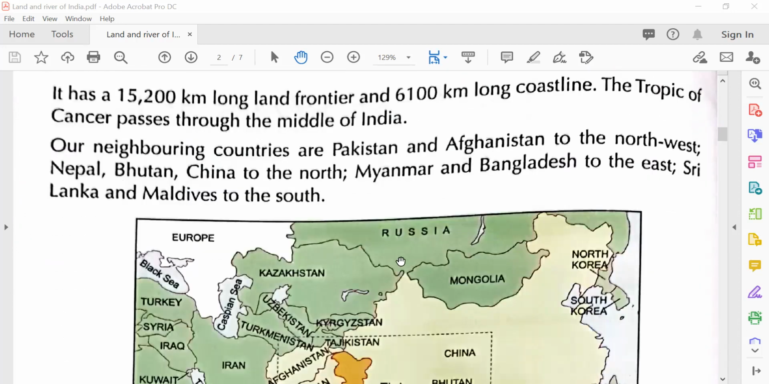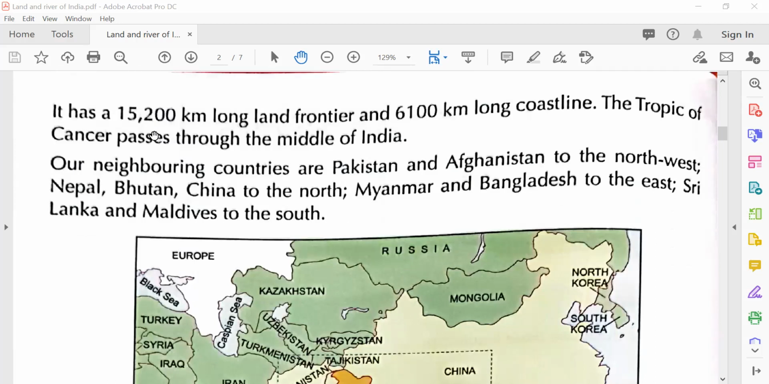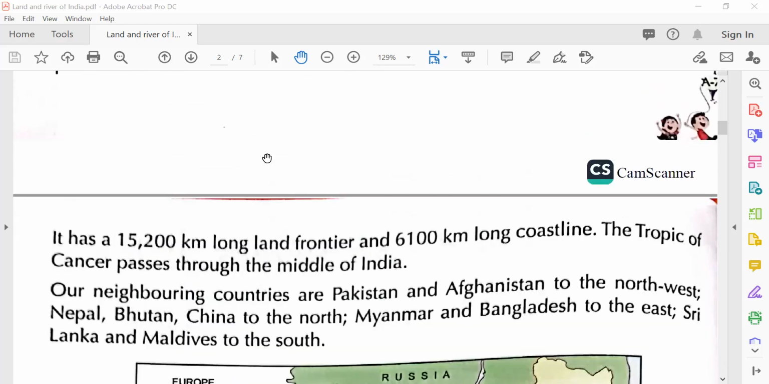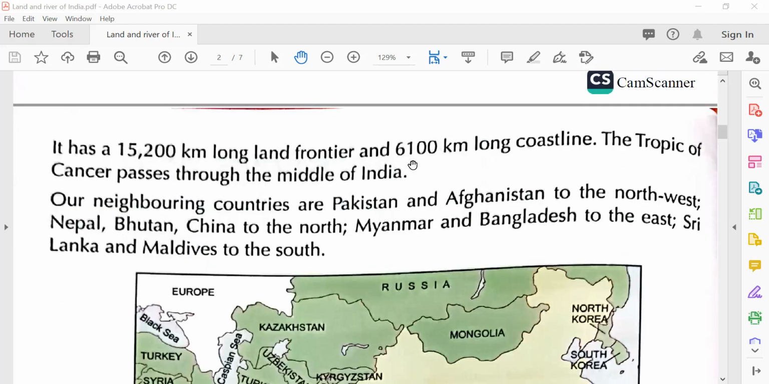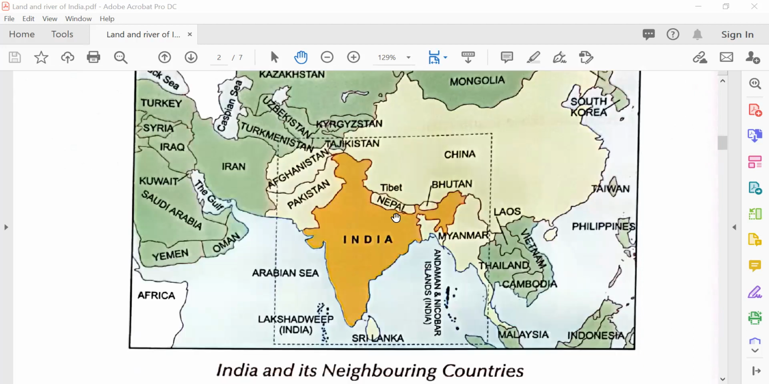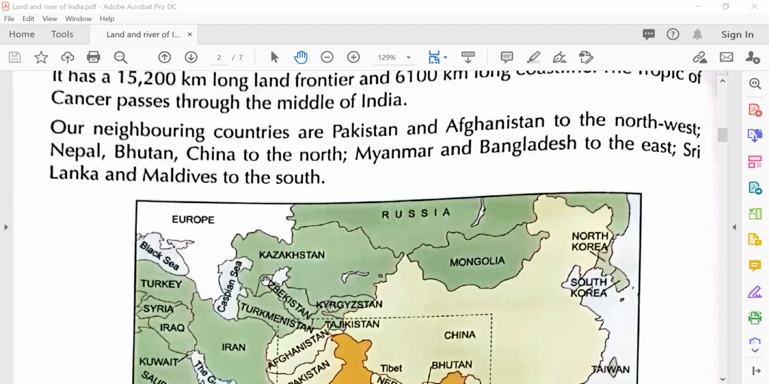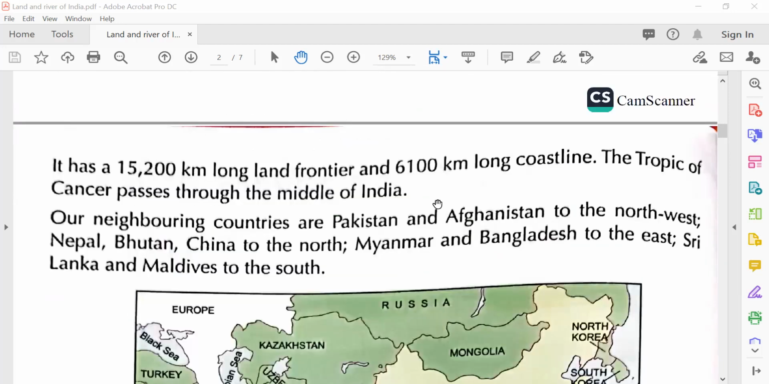So let's see what we were talking about. It has 15,200 kilometer long land frontier and 6,100 kilometer long coastline. So what does it say? The coastline is 6,100 kilometer and the land frontier is 15,200 kilometer. The Tropic of Cancer passes through the middle of India. So here you can see the Tropic of Cancer passes through the middle of India. And what is Tropic of Cancer? I will explain below or in the next video.